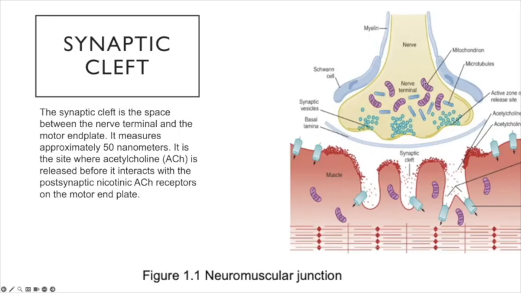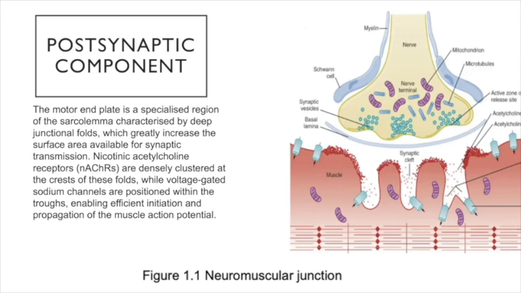The synaptic cleft is a space between the nerve terminal and the motor end plate. Some textbooks will say it's about 50 nanometers, some say it's 20 nanometers, but what matters most is that this is the site where acetylcholine is released, and it interacts with the postsynaptic nicotinic acetylcholine receptors on the motor end plate. Now we move on to the postsynaptic component.